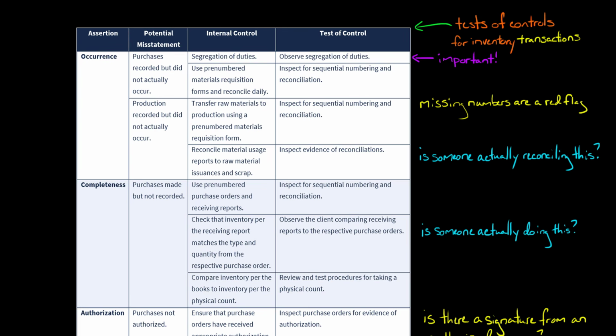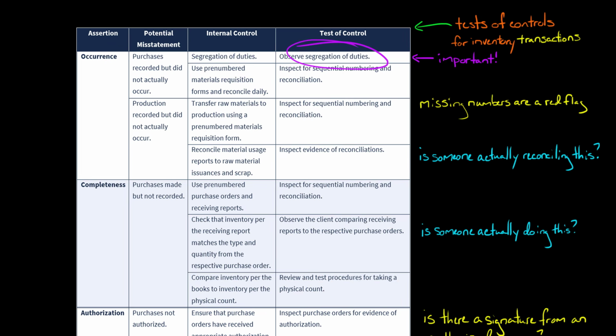Now, we talked about these internal controls in the last video when I talked about evaluating the company's internal controls. So this is not new information. If you haven't seen that video, I encourage you to do that. So what I'm going to be talking more about is this column, the test of control. This is what the auditor could do to say, okay, we've got this internal control. How do I go about testing that? So I'm just going to go through a few of these.